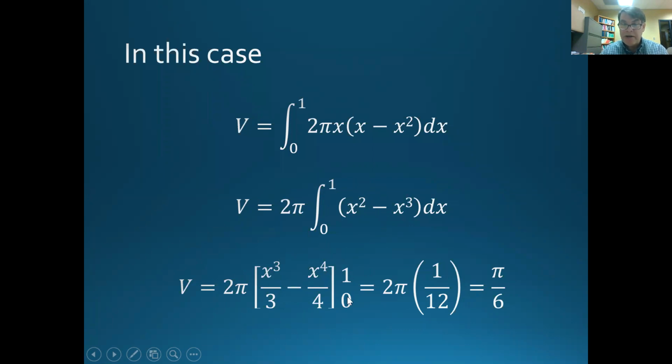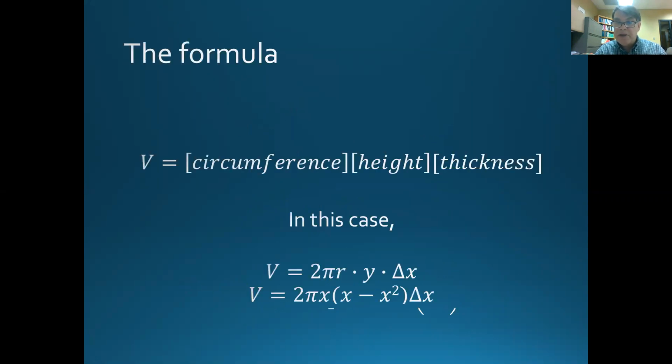And so if we do b minus a, first we plug in the 1 here, and you have 2 pi times 1/3 minus 1/4, which ends up being 1/12. And you subtract that by plugging in the 0, which is 0 minus 0 equals 0. So the a cancels out because it ends up being 0. And so the 2 and the 12 cancel out to 1/6, and we're left with an answer of pi over 6.